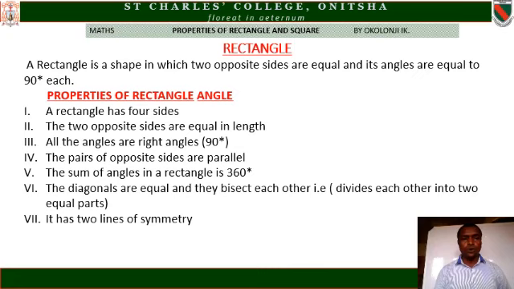2. The 2 opposite sides are equal in length. 3. All the angles are right angles, that is 90 degrees. 4. The pairs of opposite sides are parallel. 5. The sum of angles in a rectangle is 360 degrees. 6. The diagonals are equal and they bisect each other, that is, divide each other into 2 equal parts. 7. It has 2 lines of symmetry.